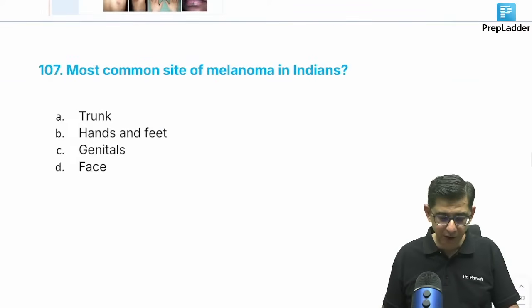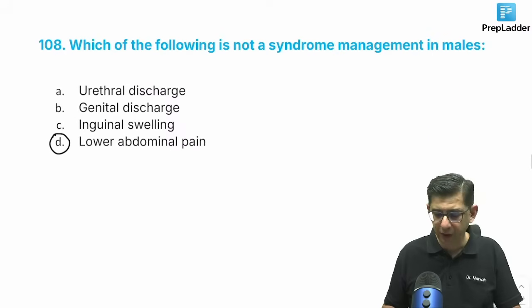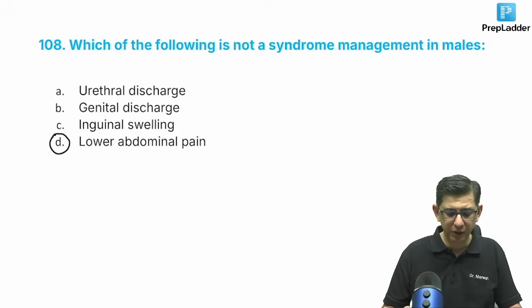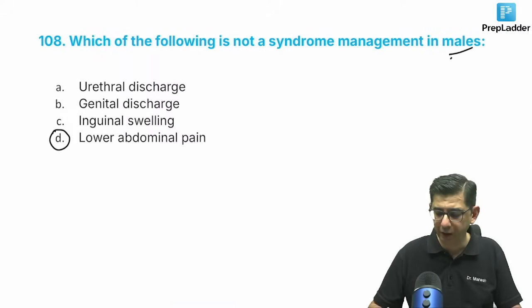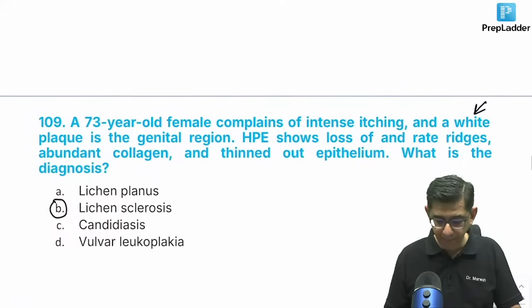Okay, then the most common site of melanoma would be hands and feet. Not syndromic management in males, lower abdominal pain. Remaining things make sense, urethral discharge, genital and inguinal swelling, but for lower abdominal pain, the male partner would not be treated. That green cat and the yellow cat part is the one that is coming up here.